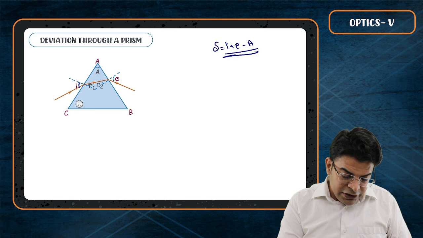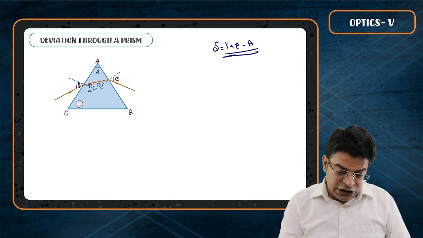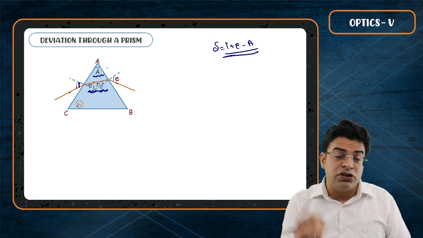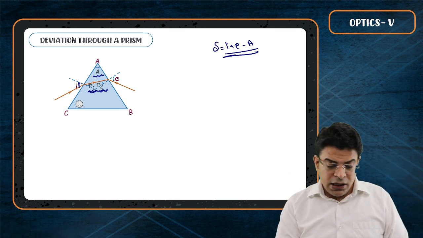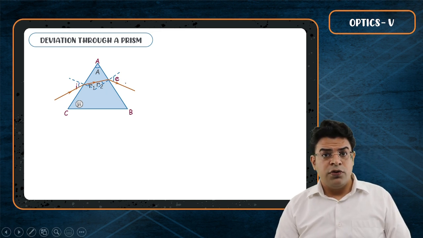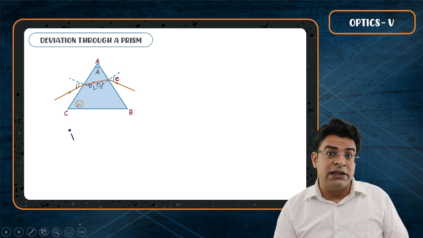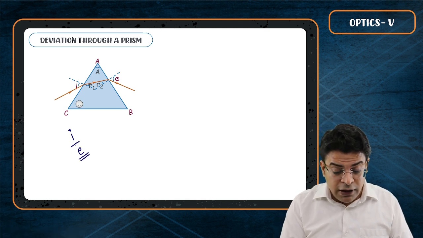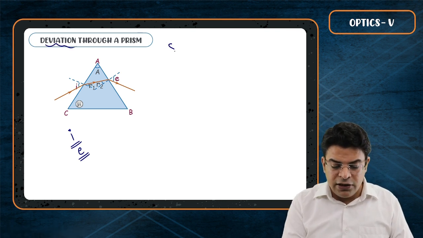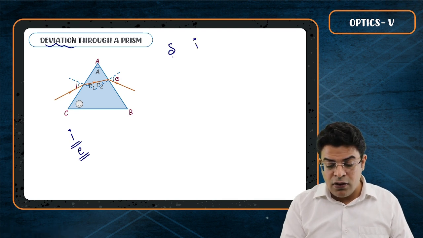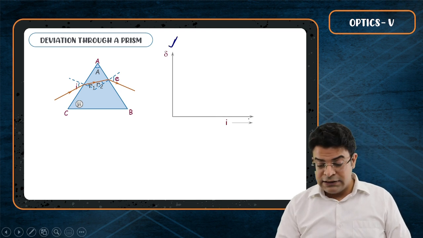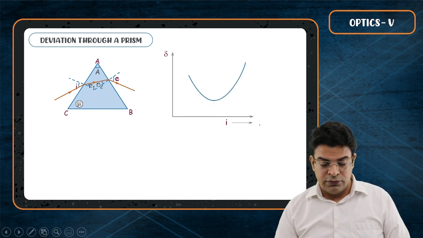Now beta, if we change I, R1 changes. As R1 changes, R2 must change because their sum has to be constant, equal to A. So if I change I, R1 and R2 change, and as R2 changes, E changes. So for different values of angle of incidence, we get different values of angle of emergence. If we plot the graph of the deviation in the ray versus the angle of incidence, the graph goes something like this.